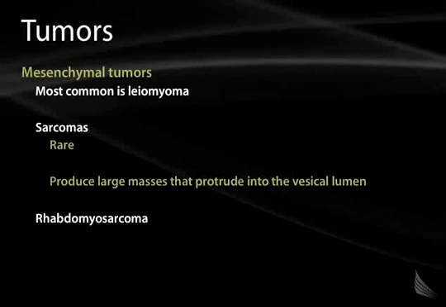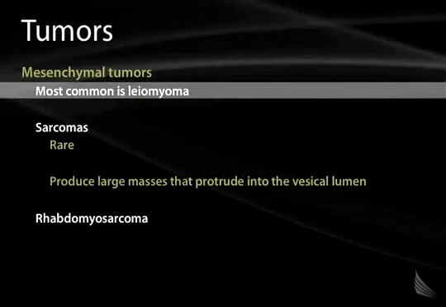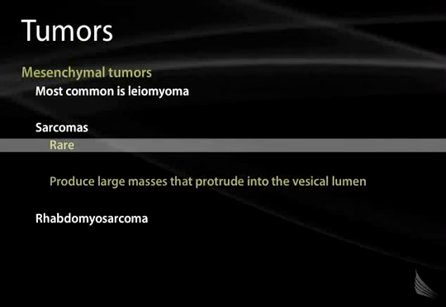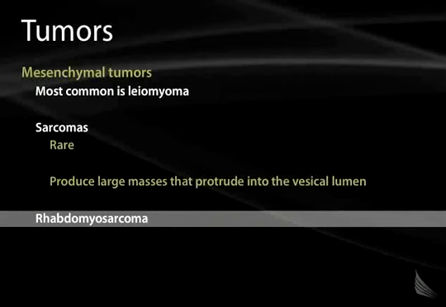Remember, however, that the bladder is surrounded by a muscular wall, and hence there are various mesenchymal tumors that can affect the bladder as well. The most common of these, not surprisingly, is the benign tumor leiomyoma. Remember, we could see leiomyomas within the ureters as well. Sarcomas are rare, but when they are present, they tend to produce large masses that will protrude into the lumen of the bladder. And one can also see muscular tumors such as rhabdomyosarcoma.